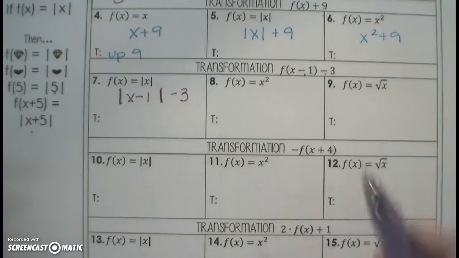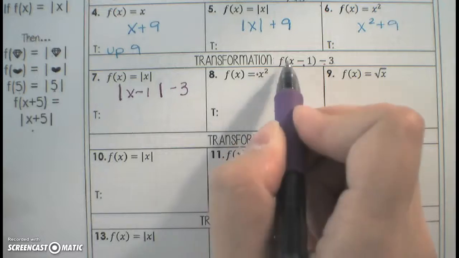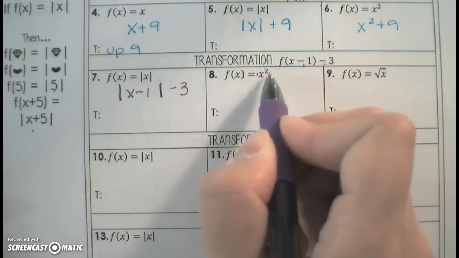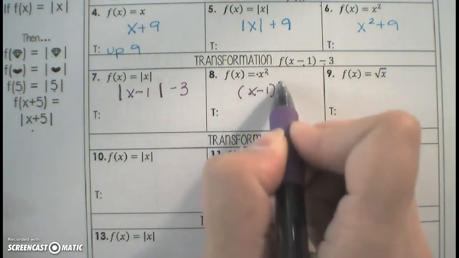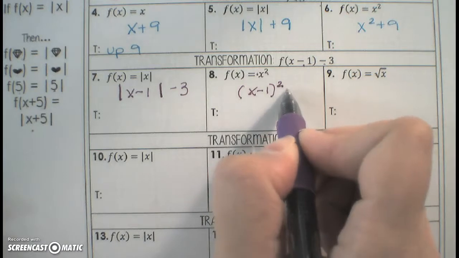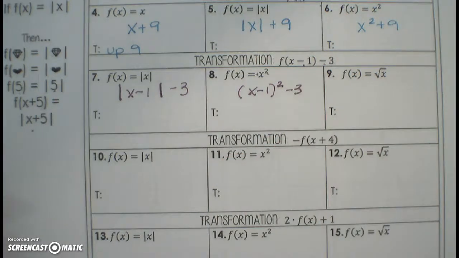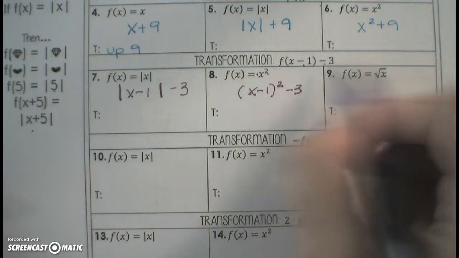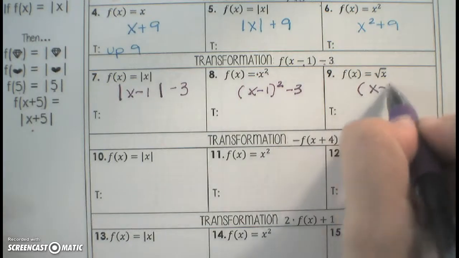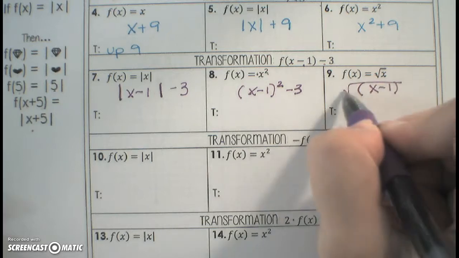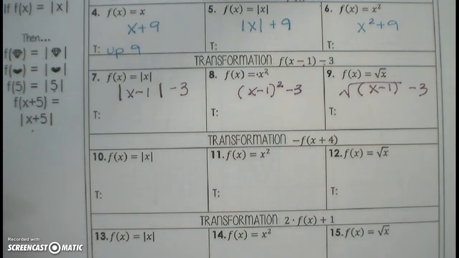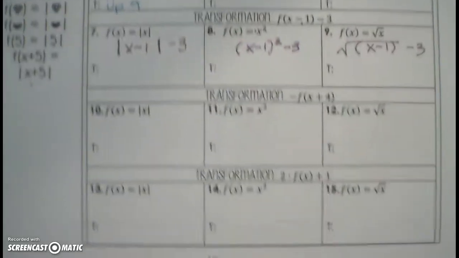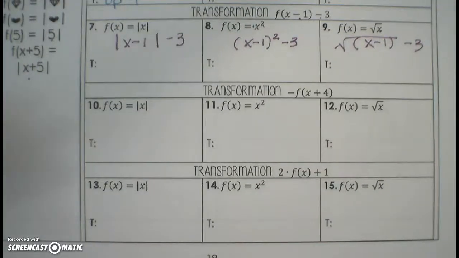Okay, what are we replacing the x with? x minus 1. What can we not forget? The squared. So it's x minus 1 squared, and then behind it, minus 3. Okay, plug in underneath the radical the x minus 1. And then behind the radical, make sure it's not underneath it, a minus 3. All right, I want you to try some of these on your own. And then I'm going to go through some of the answers so that you can check and see what's happening.